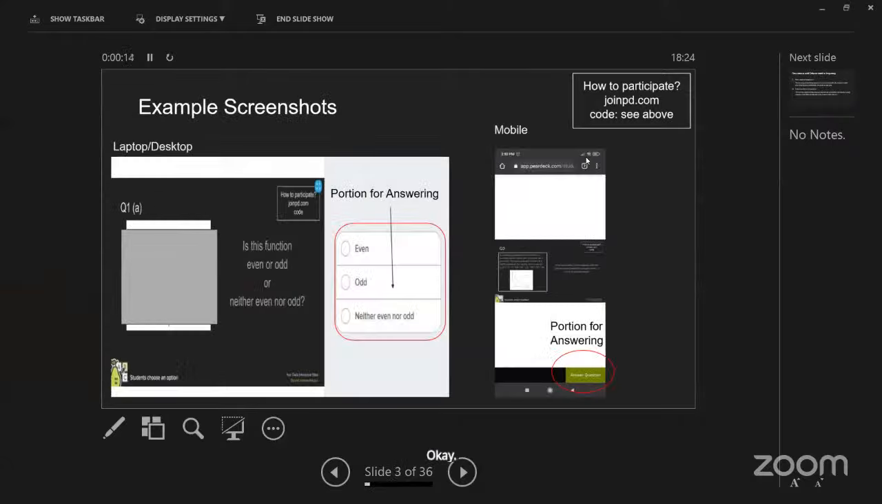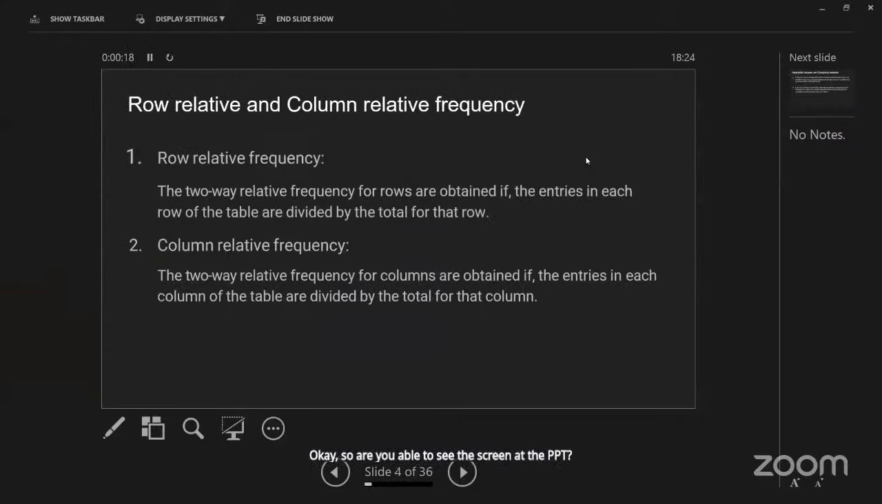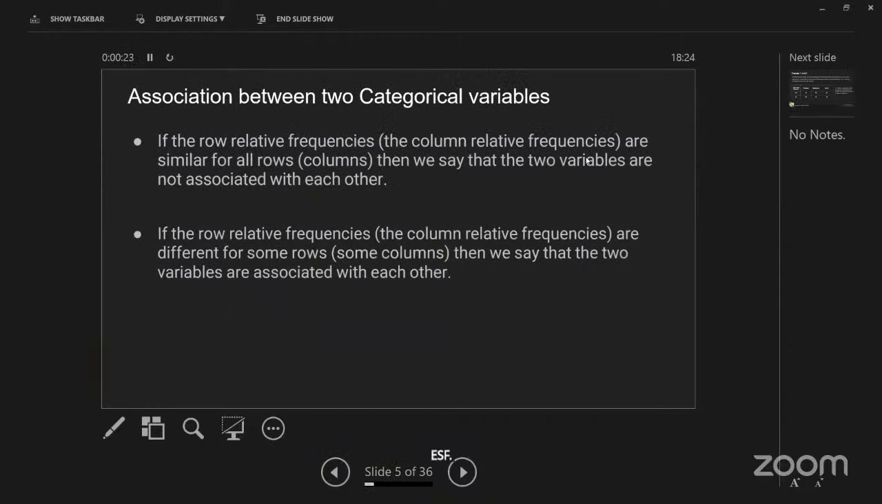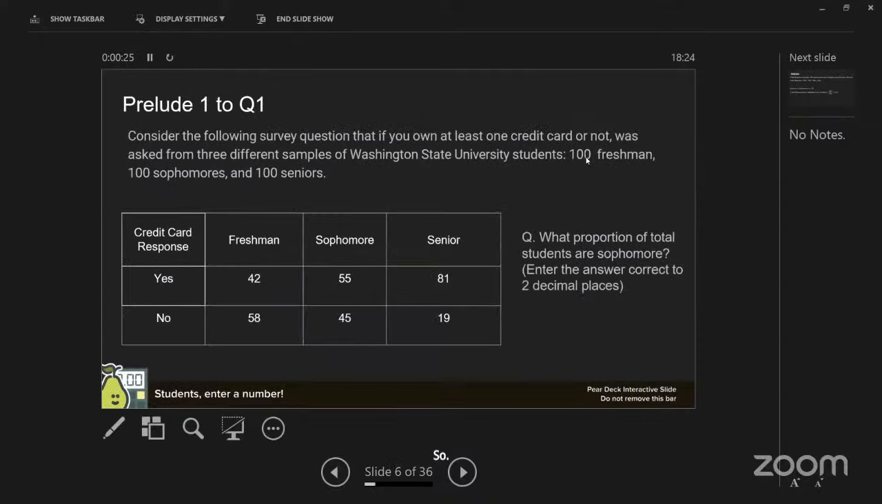Okay, are you able to see the screen with the PPT? Yes, sir. So association between two categorical variables, and this is your first question.